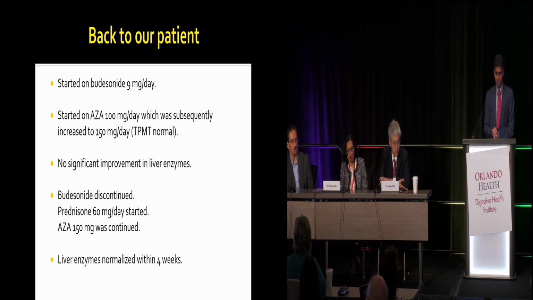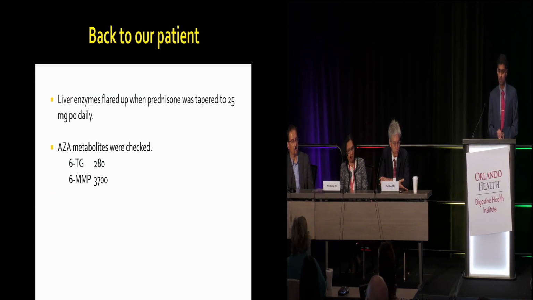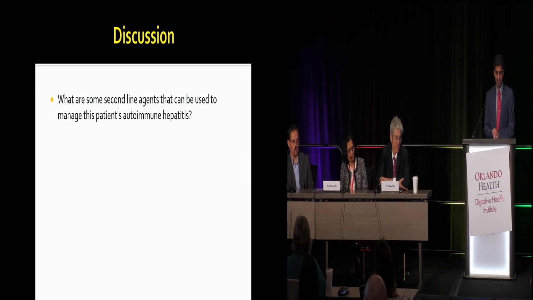Liver enzymes were normalized within 4 weeks. However, when the prednisone was tapered down to 25, liver enzymes flared up. I think this is when we treat patients with autoimmune hepatitis, this doesn't happen often, but when it happens, it can be really difficult and challenging. So we did get the azathioprine level, 6-TG was 280, which is within normal range. So clearly she has failed azathioprine.